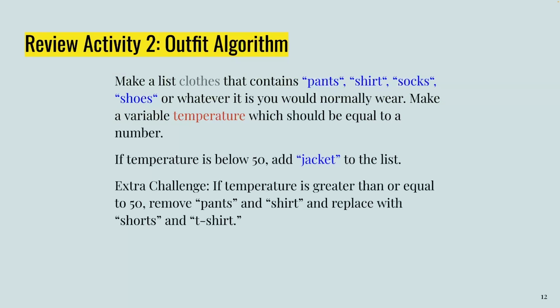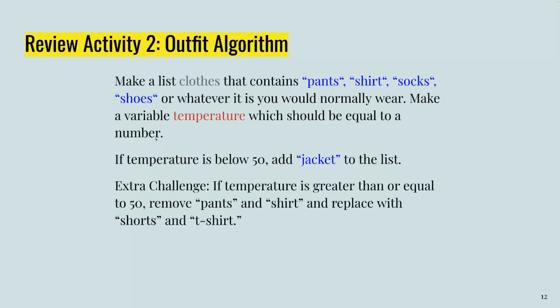With all that review from lists done, now let's do a very quick outfit algorithm. For this exercise, we are going to make a list of clothes. Inside this list of clothes, we will have 4 elements: pants, shirt, socks, shoes, or you can add any more that you would like. Now, you will make a variable called temperature, which should be equal to a number.